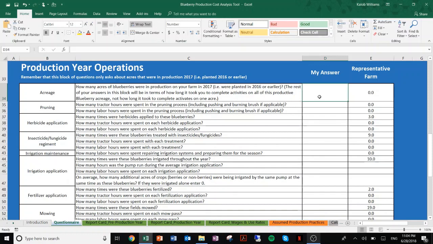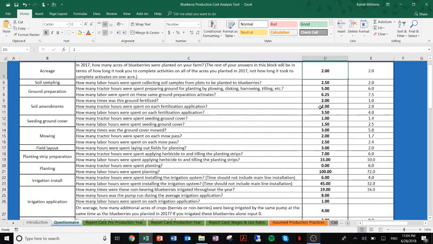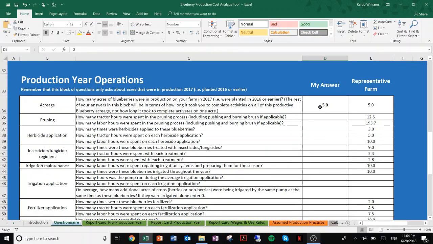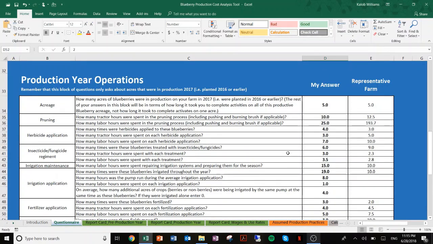So let's continue on. How many acres of blueberries were in production on your farm in 2017? Let's say that I had 5 acres of blueberries in production that year, meaning that my total acreage of blueberries is these 5 acres plus these 2 acres. On my farm in 2017, between my recently planted and my already producing berries, I had 7 acres of blueberries. And then I'm going to continue on and fill out the rest of these questions.